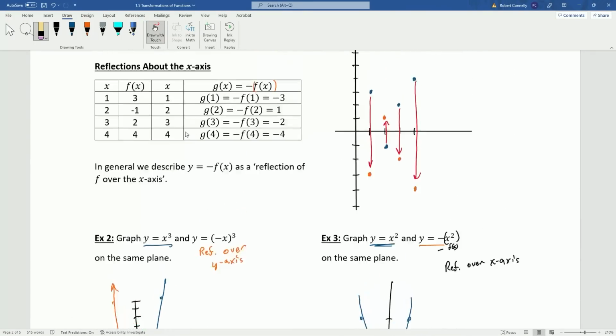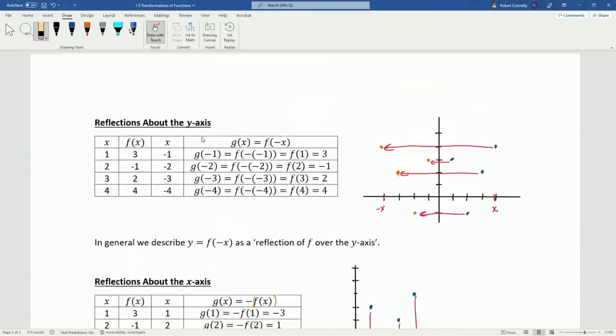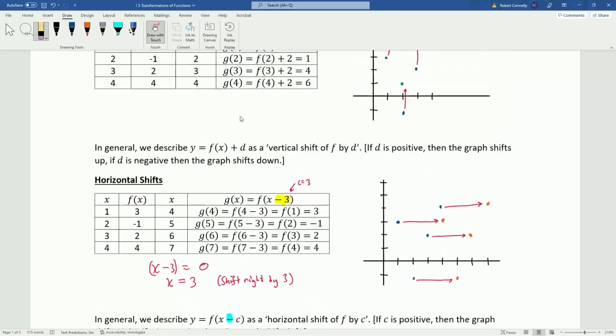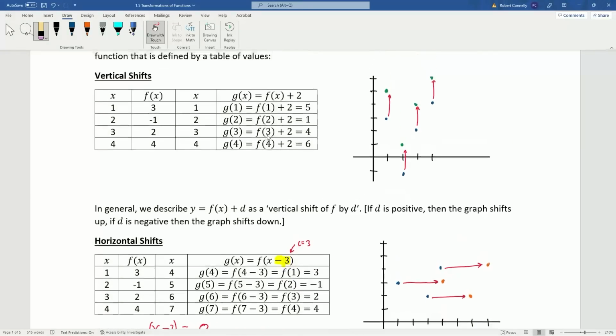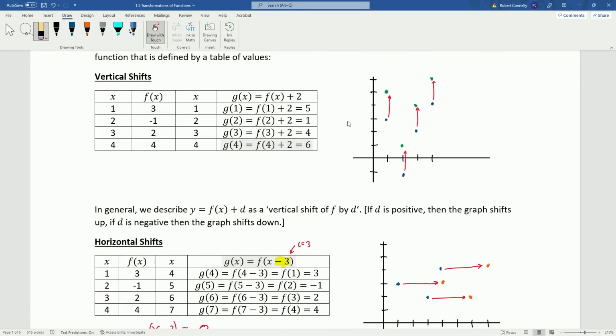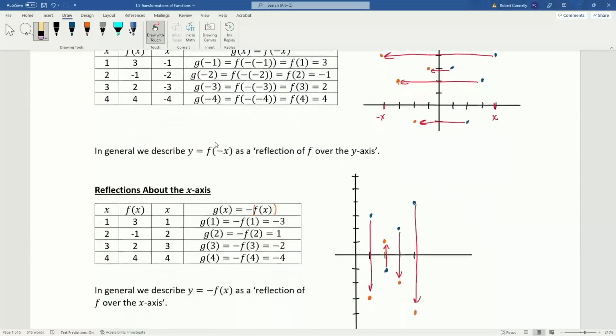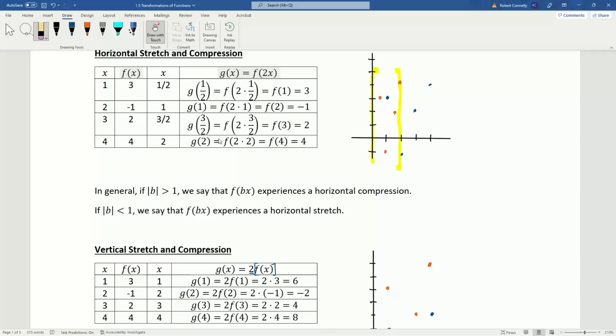Just like when we talked about the shifts, there seemed to be the opposite thing happening between vertical and horizontal shifts, like +2 is a shift up, -3 is a shift right. This is a similar thing here because this is all about the order of operations. That's what you have to keep in mind here.